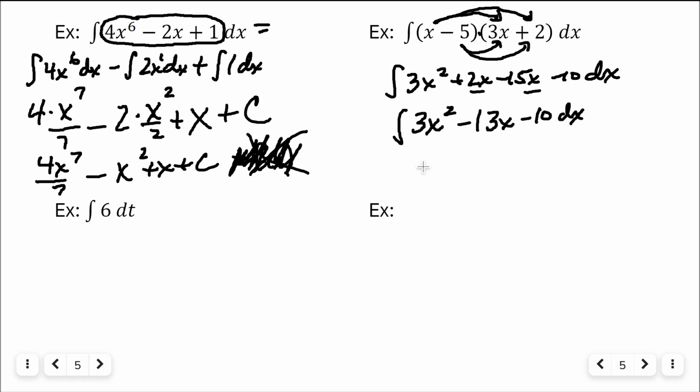And now I'm going to integrate. Okay, they're subtracted, so I could just integrate them all separately. I'm going to do it in one shot. So 3, bring the 3 down, the integral of x squared, add 1 to the power, divide by what I get. Minus, leave the 13 out, add 1 to the power, divide by what I get. The integral of 10, 10x, plus c. I can cross those out if I want. I get x cubed minus 13x squared over 2 minus 10x plus c. There's my answer.